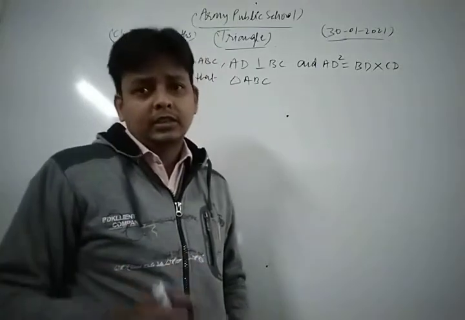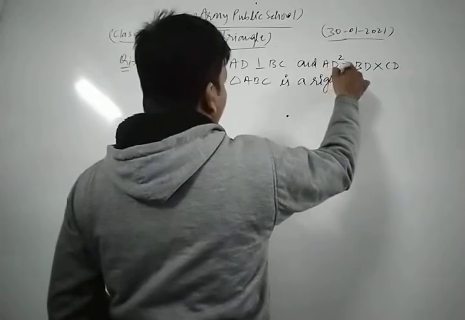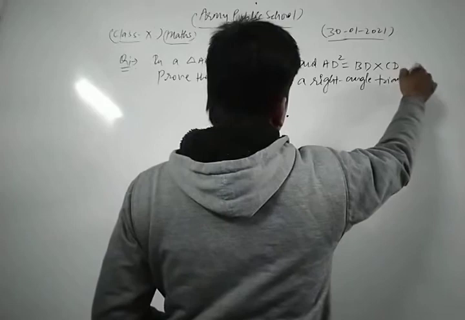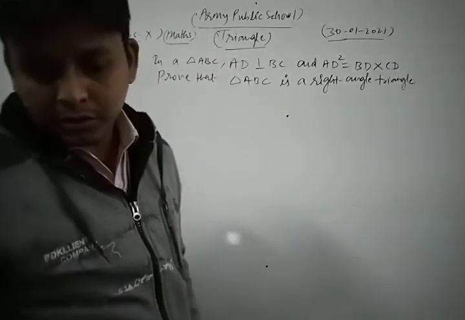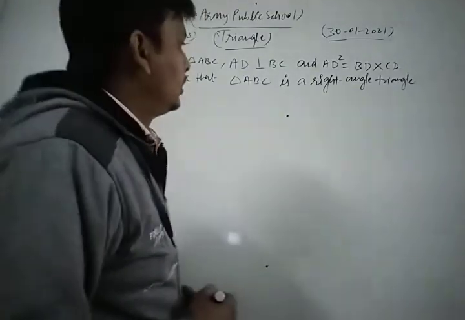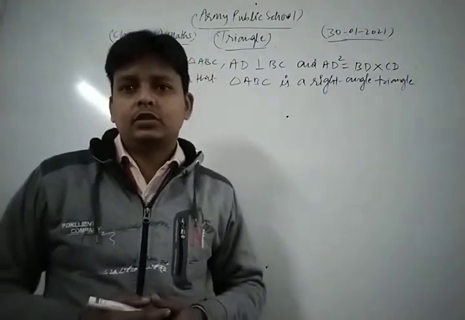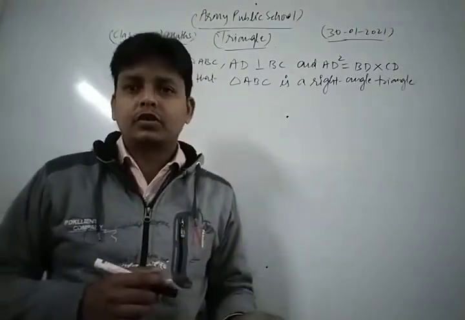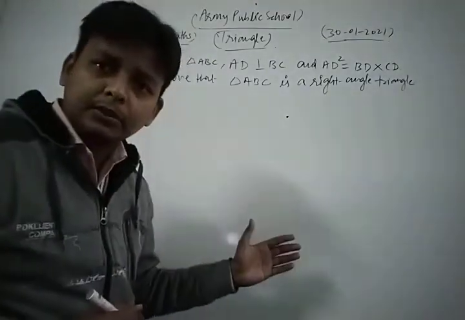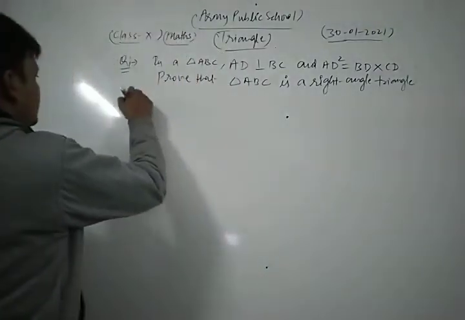Prove that triangle ABC is a right angle triangle. This is a very important question, dear friends. Now let's see. For a right angle triangle, the square of a side is equal to the sum of the squares of the other two sides. This is the condition for any right angle triangle. We apply the same concept in this question. Let's see its solution.